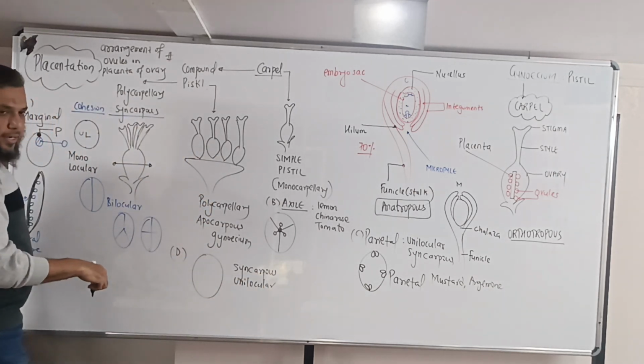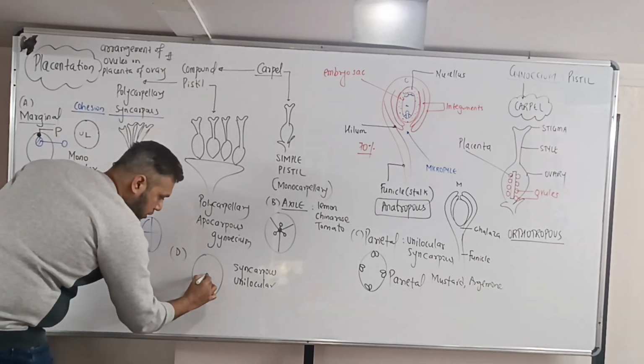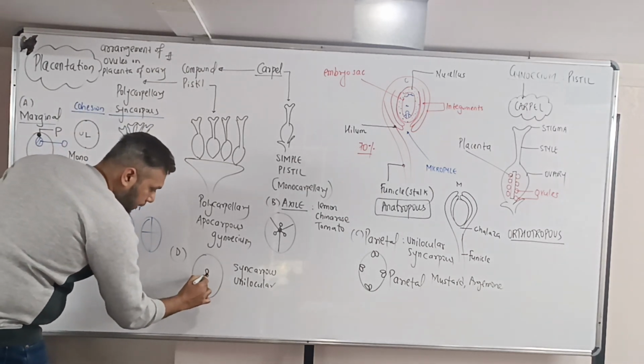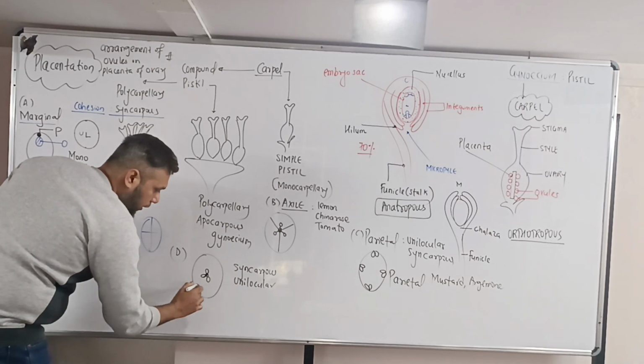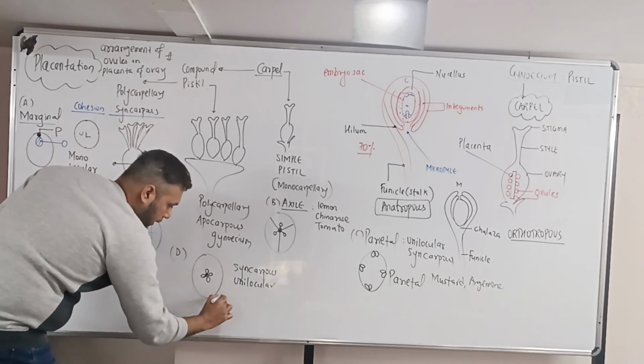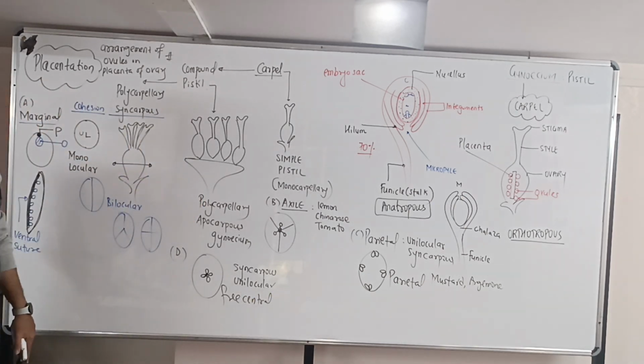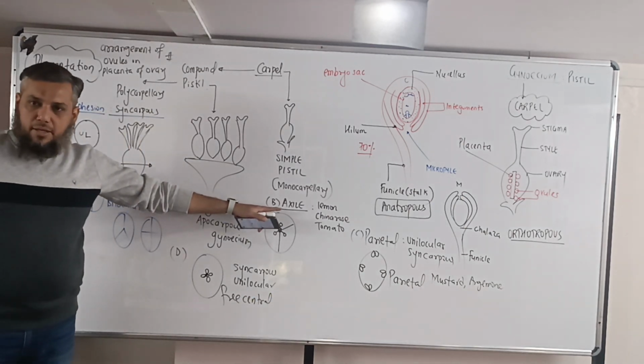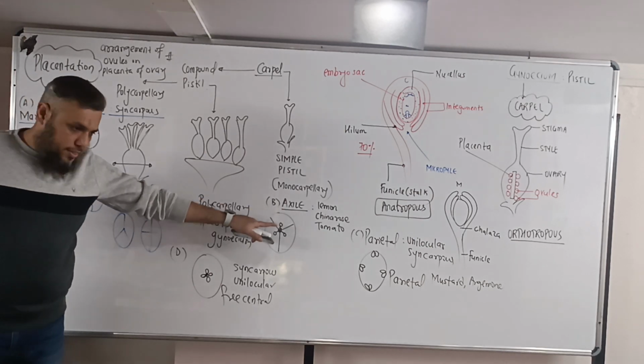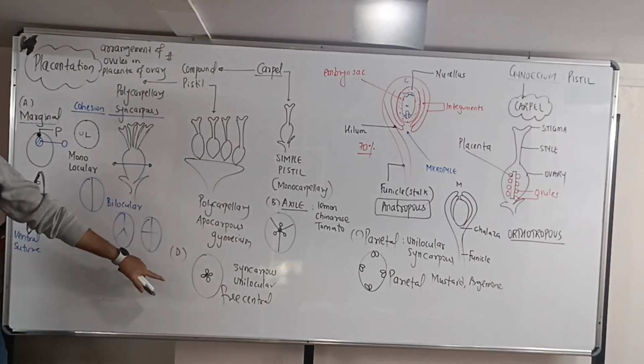Is there any septa inside? No. And how are the ovules arranged? In the center. So what do you call the condition? It is called free central. So what is the difference between axile and free central? Look here.